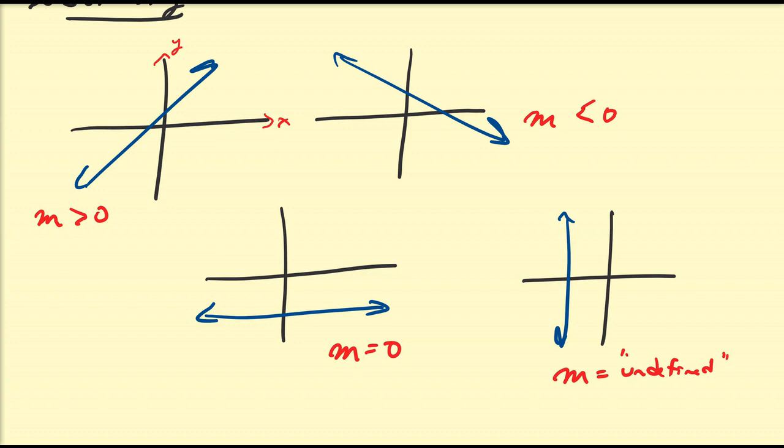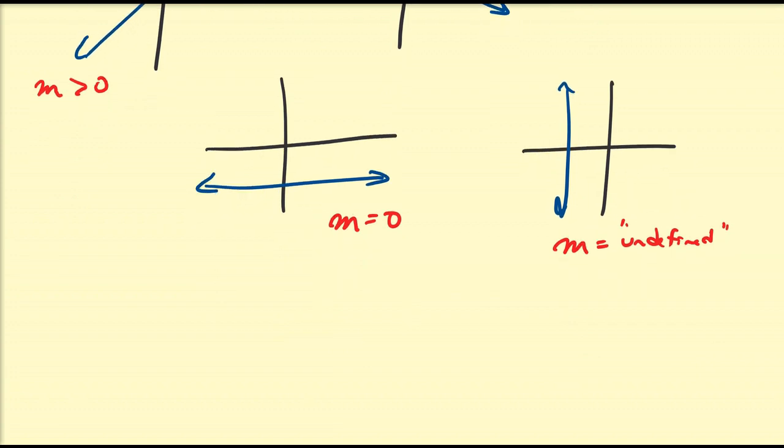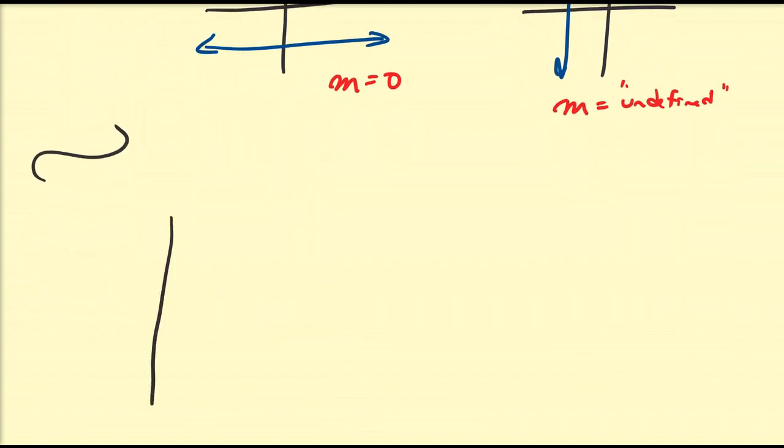Some people may say infinity, but of course infinity is not a number, so try not to get too comfortable with saying those types of things, at least too early. So the slope doesn't exist is another way of saying it. So let's see if we can come up with a couple other summaries.